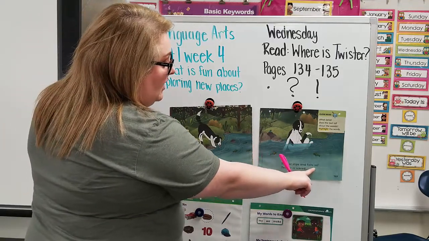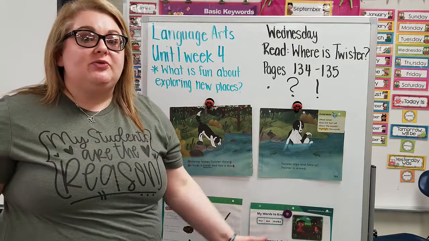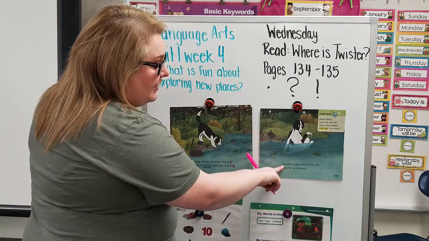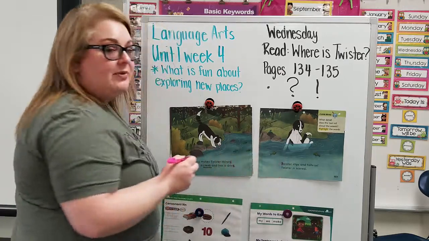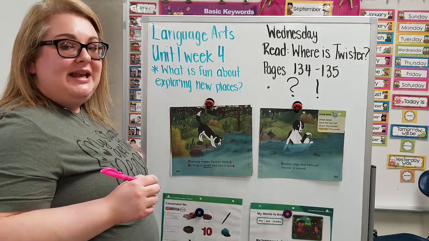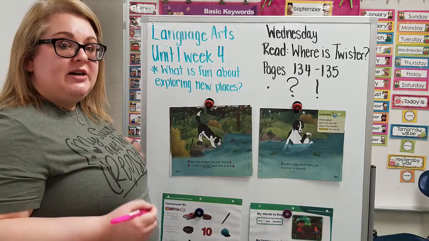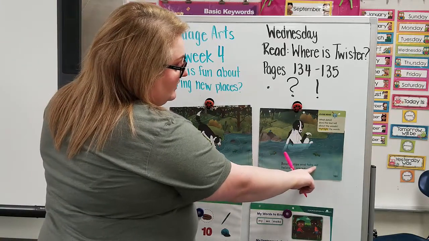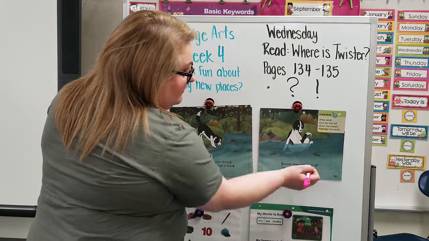Twister slips and falls in. Oh, wait, an exclamation point. So it's not just he falls in, Twister falls in, right? So what's the first letter of the word? Twister with the capital T. And remember, capital letters always begin at the beginning of the sentence. So names and the first letter of the sentence always are capitalized. Twister slips and falls in. What's that last letter? N. Go ahead and highlight it.